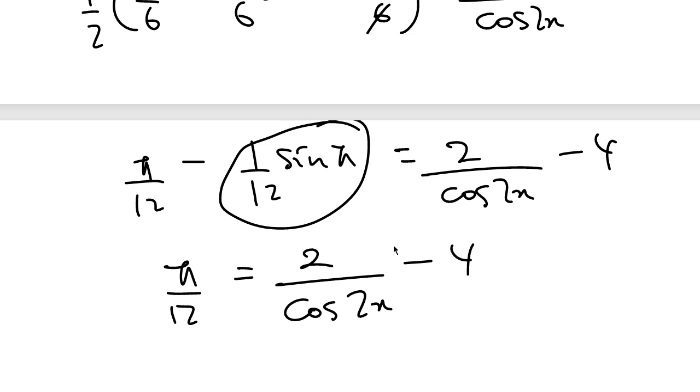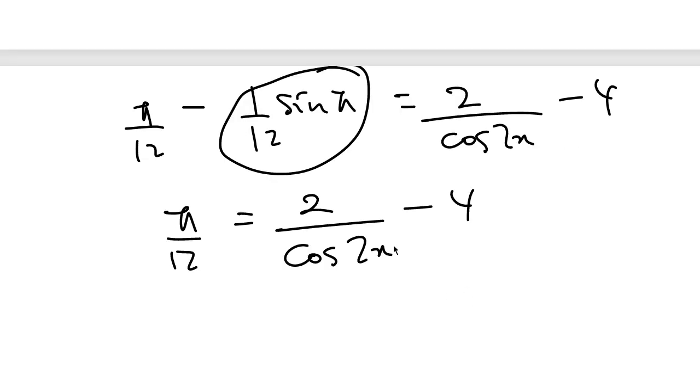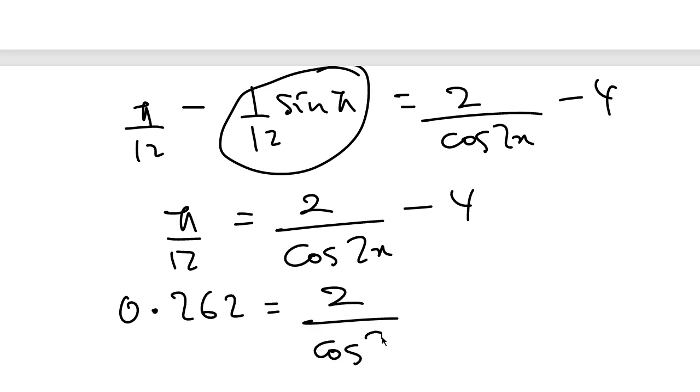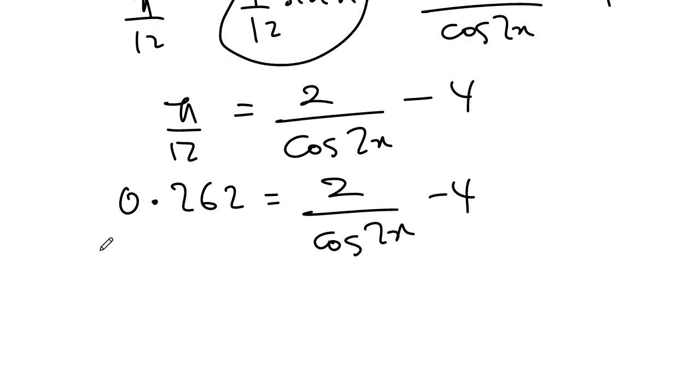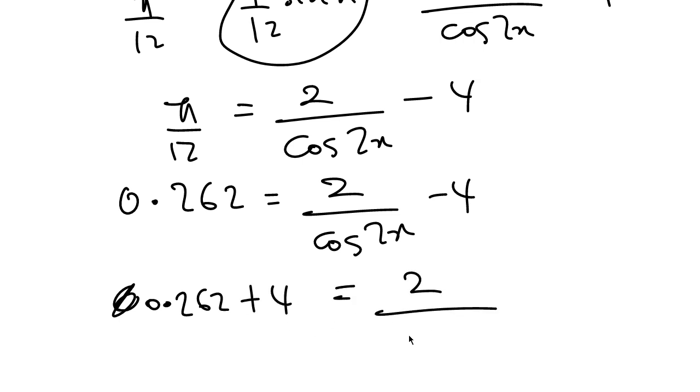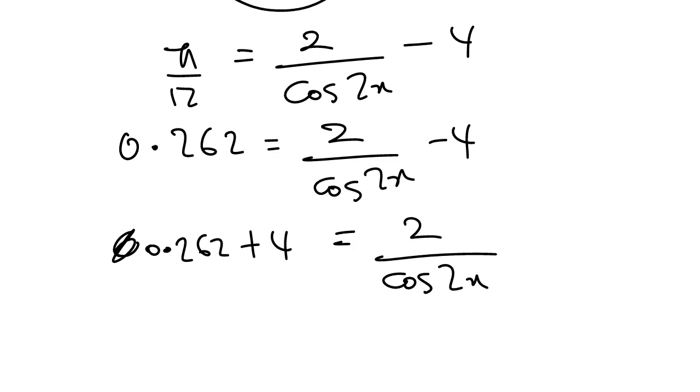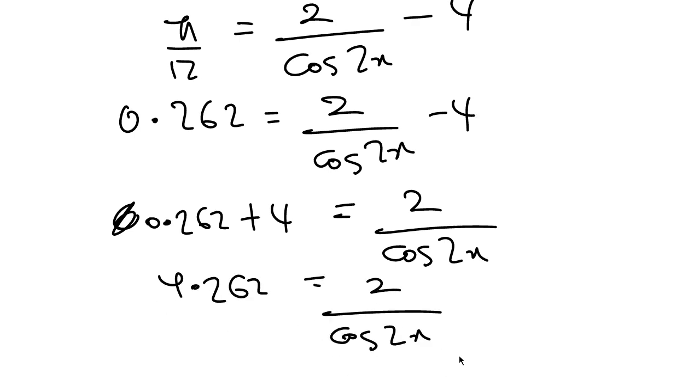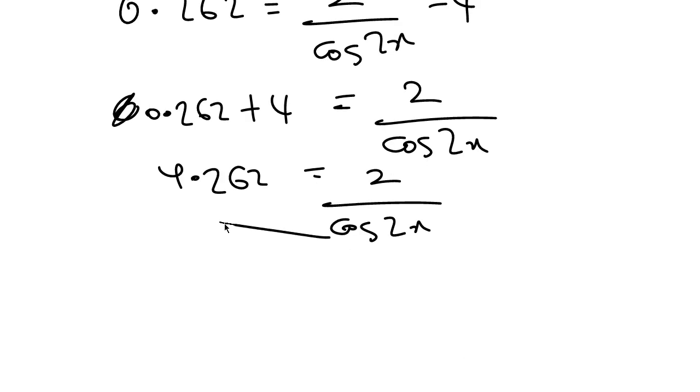And remember that the goal is to get a value of x. So the value of pi over 12 is equal to 0.262, right? And that's equal to 2 over cos 2x negative 4. So we add 4 to both sides. It becomes 0.262 plus 4 equal to 2 over cos 2x. So that's going to be 4.262 equal to 2 over cos 2x, right? And then we multiply through, and it becomes 4.262 cos 2x is equal to 2.